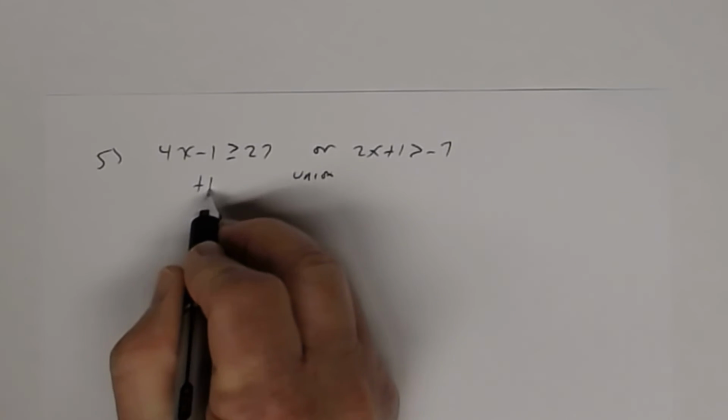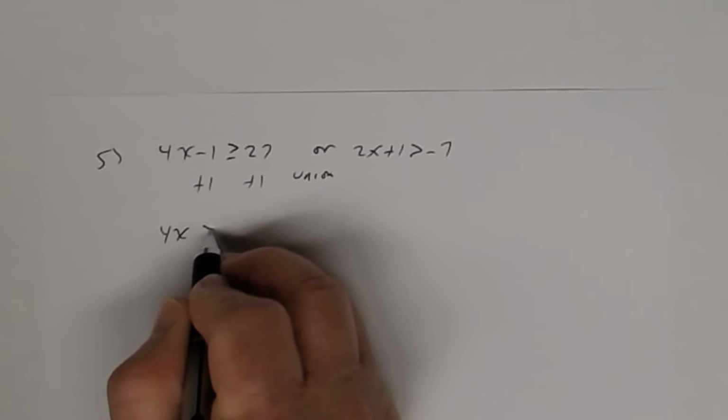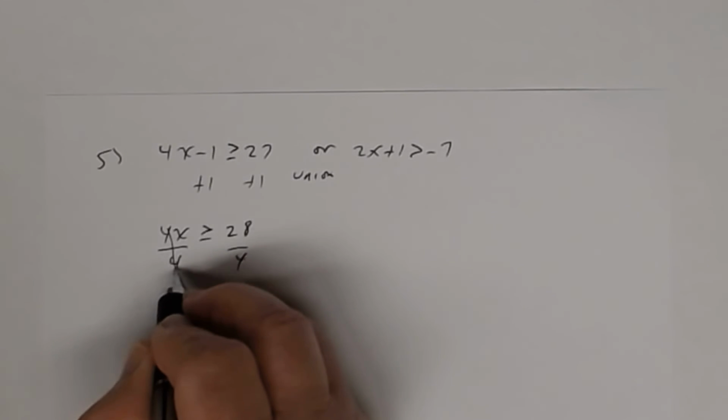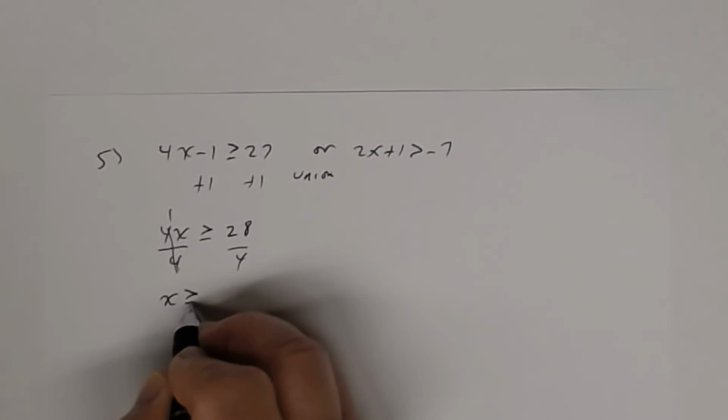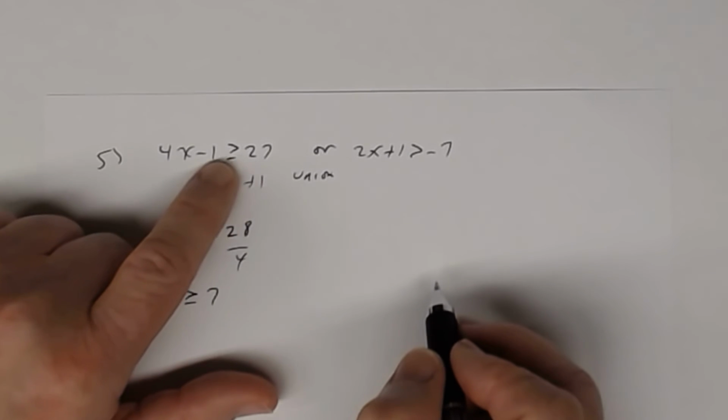So if we solve each one individually, here I get 4x. I'm going to add 1 to both sides. I get 4x is greater than or equal to 28. Divide both sides by 4, and reducing, I get x is greater than or equal to 7. So any real number greater than or equal to 7 is the solution to this first one.